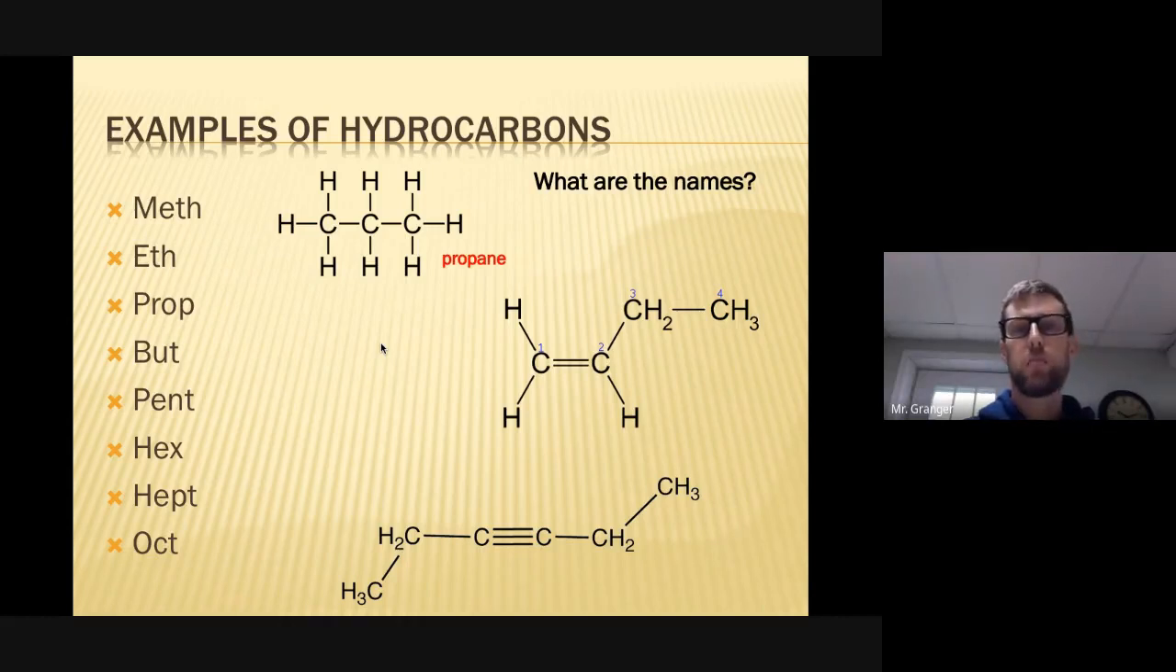Now, the prefix prop is what we want to look at on this slide. And prop, if you look over on the left-hand side here on our list, is the third one down. Notice we start with meth, eth, and then prop. So prop is a prefix for three carbons in this chain. So propane is telling us that there's three carbons that are linked together with single bonds only.